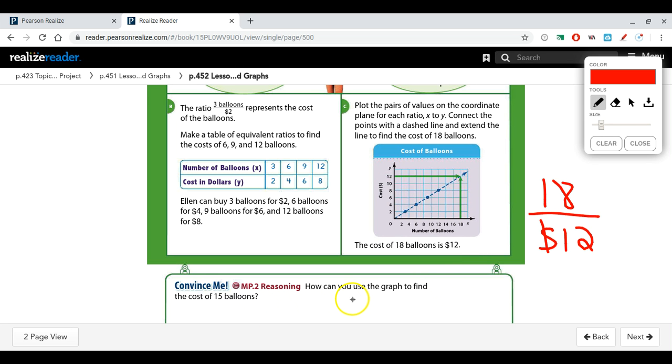So the Convince Me says, how can we use the graph to find the cost of 15 balloons? So the first step we're going to do is go to the number of balloons, which is 15. So again, it's about that halfway point. And then once we have that halfway point, we just extend the line up until we see where the line that was graphed intersects that 15. And so it intersects that 15 at 10. So the cost of 15 balloons is going to be $10.